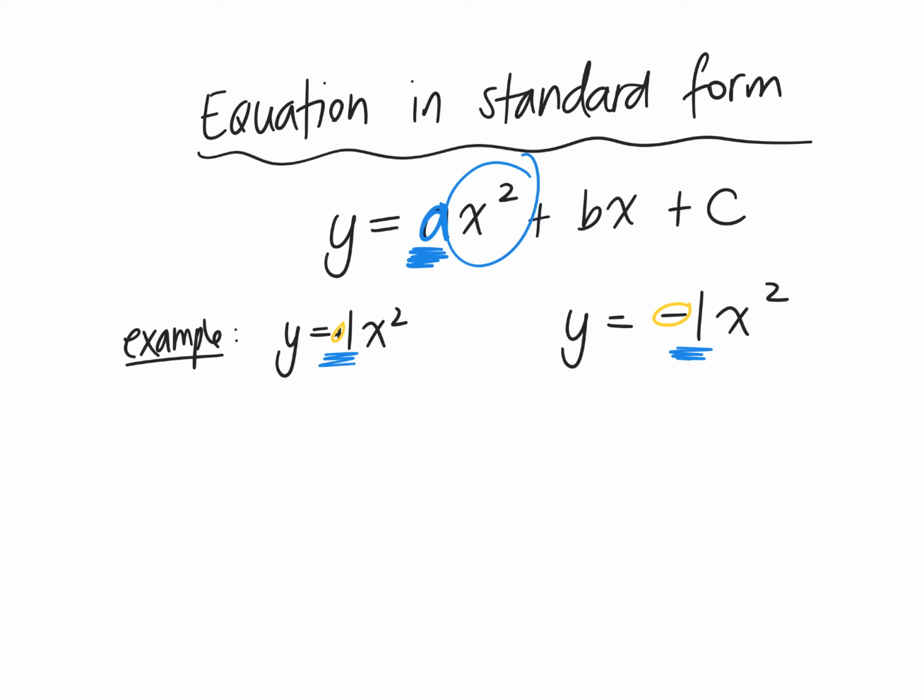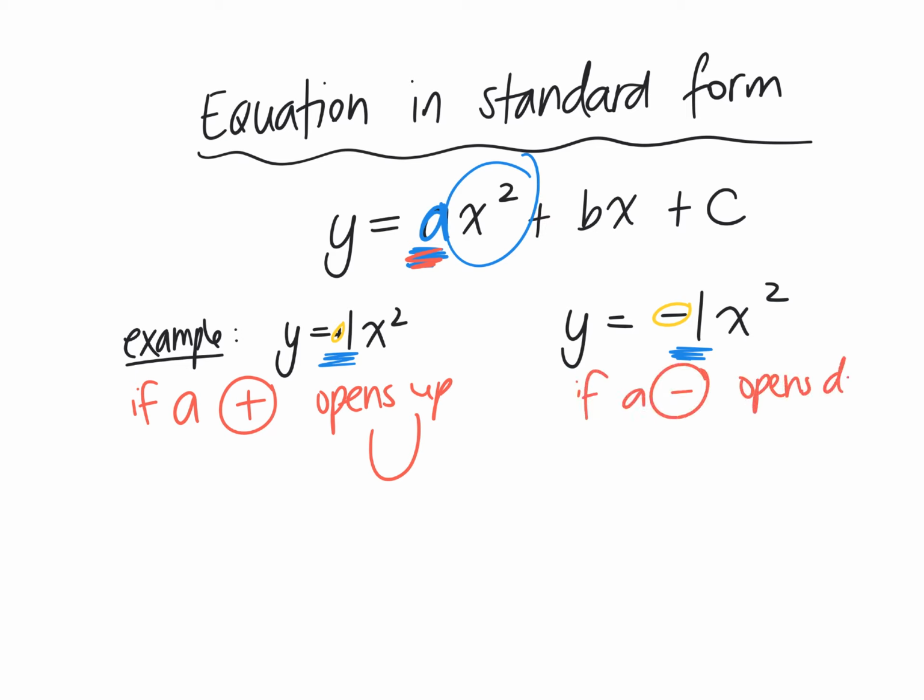If the number is positive, what does the parabola look like? How does it open? If it's positive, it opens up. So if a, the number in front of x squared, is positive, it opens up, so it looks like that. If a is negative, how does it open? Down. It looks like that.